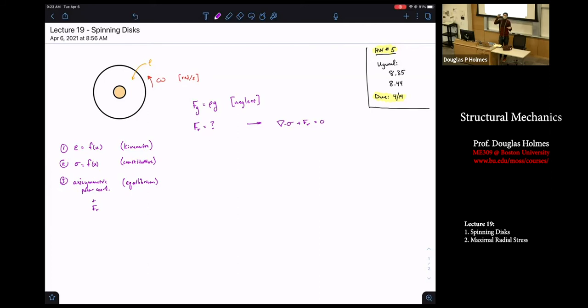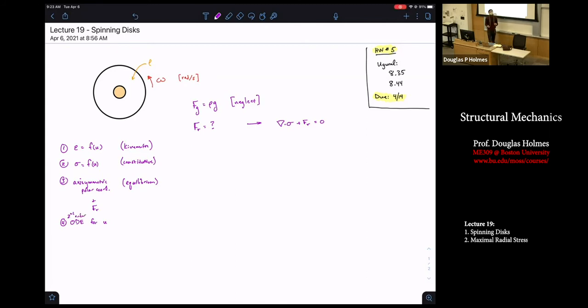So it was something like d sigma_rr by dr plus the difference in your stresses over r is equal to zero. In this case, it's the same as what I just said, plus this radial, or rotational, body force. The result of putting all these things together should be an ODE for u. It should be second order.